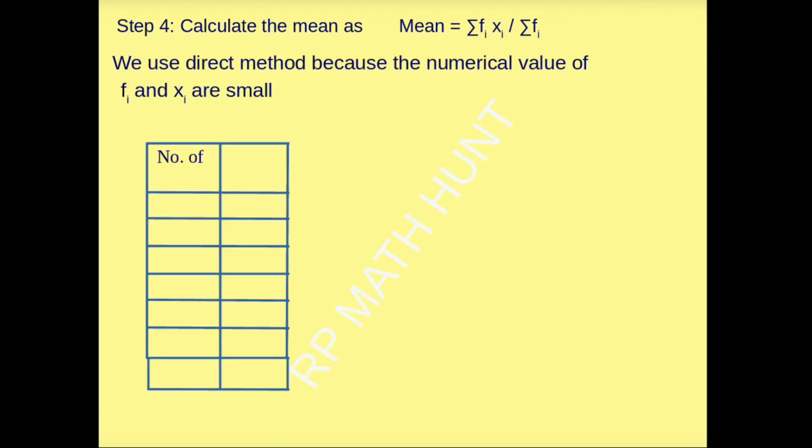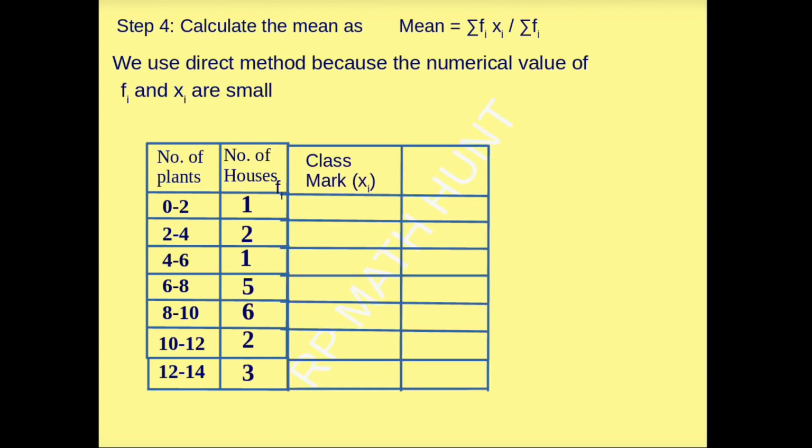Number of plants, number of houses fi: 0 to 2, 2 to 4, 4 to 6, 6 to 8, 8 to 10, 10 to 12 and 12 to 14, with frequencies 1, 2, 1, 5, 6, 2, 3. And these are the added columns. Class mark xi is the average of lower limit and upper limit: 0 plus 2 by 2 equals 1, and 3, 5, 7, 9, 11, 13. Now fi into xi, the product of fi and xi.